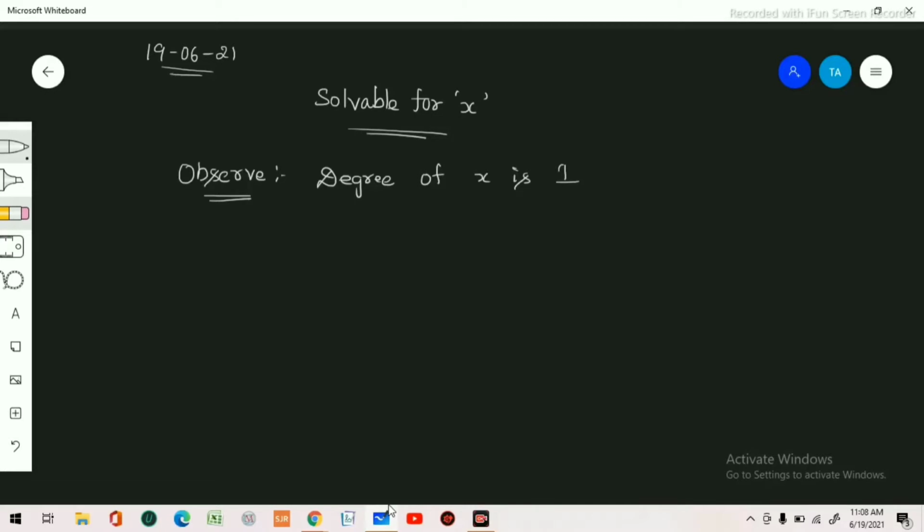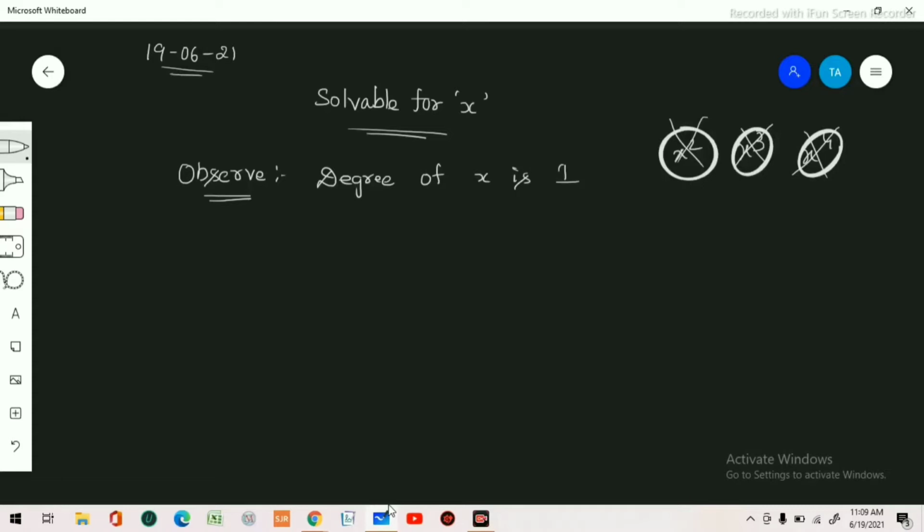Answer: the degree of x. The degree of x is 1, meaning apart from the x term, there should not be x square in the equation. There should not be x cube, and x power 4 should not be there. Only x should be there, and that too with degree 1.